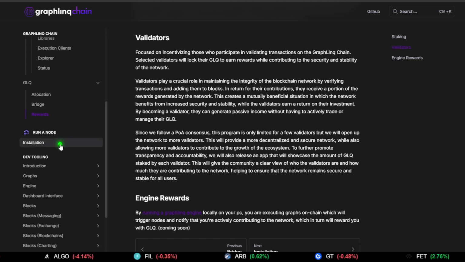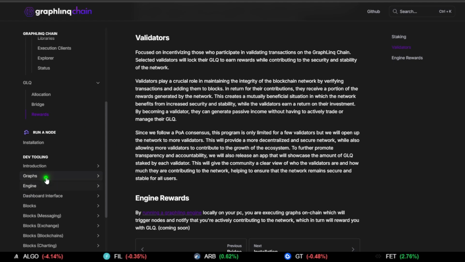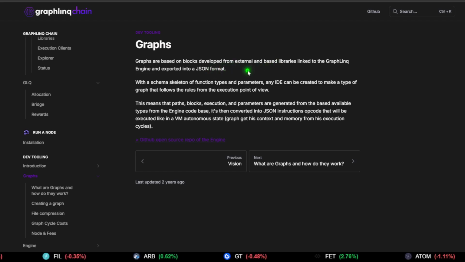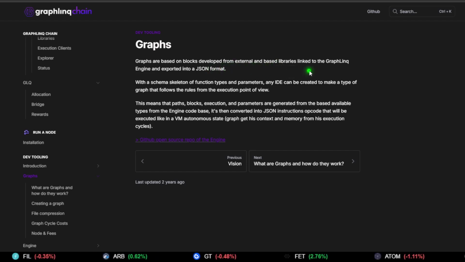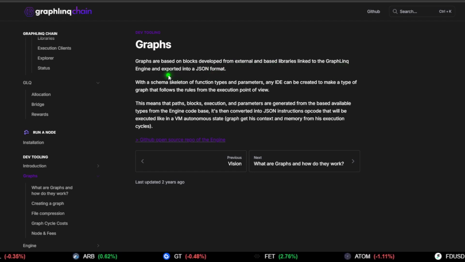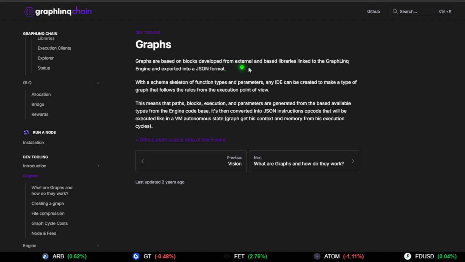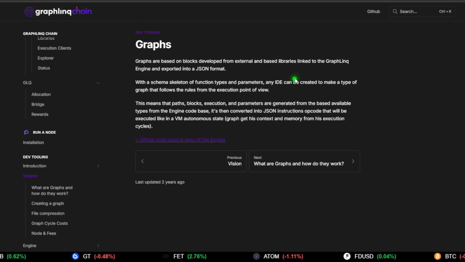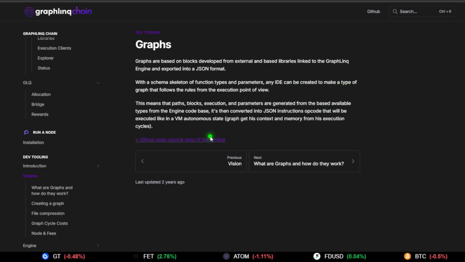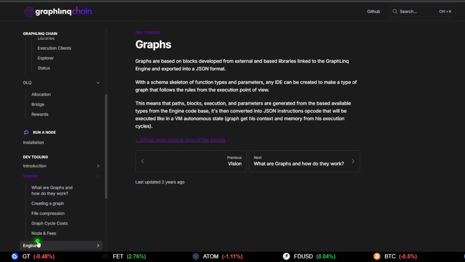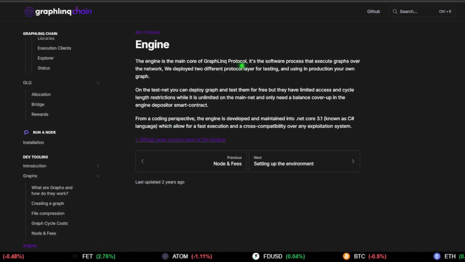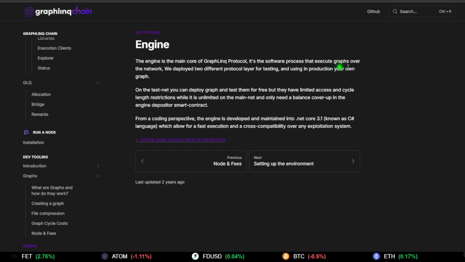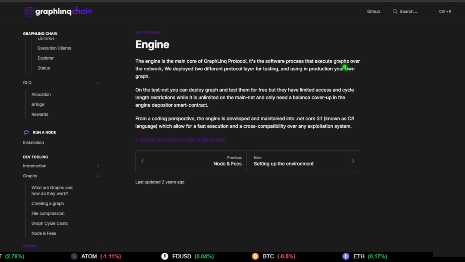Continue, you can see you can run a node, install a node, dev tooling, you've got graphs. So what are graphs? Quickly, graphs are blocks developed from external and based libraries, linked to the Graphlinq engine and exported into the JSON format. So basically they're blocks. And those are little programmable blocks that you can use to create an application. Okay, and then you go down and what is the engine? And I'm assuming that the engine is a program itself. The engine is the main core of the Graphlinq protocol. It's a software process that executes graphs. So you can use the graphs to make engines.